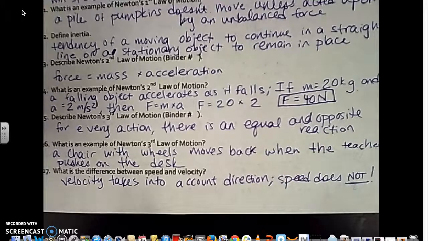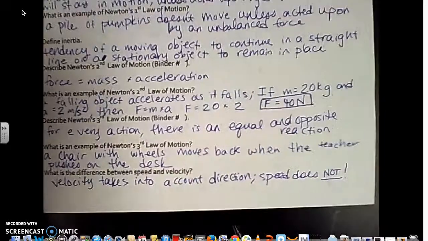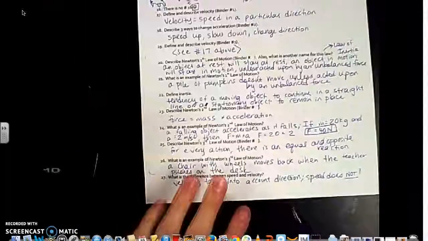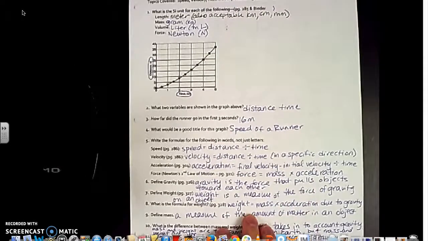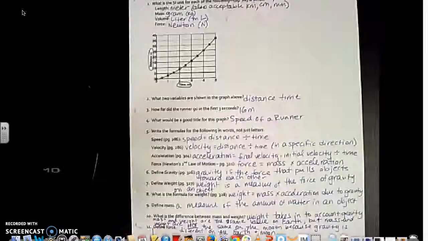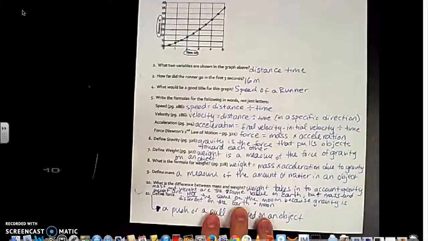Alrighty, and that is that, my friends. I would strongly encourage you to study this. Know this like the back of your hand, so that you can be successful on the test, which is going to be tomorrow. So study this, do your best, make me proud.